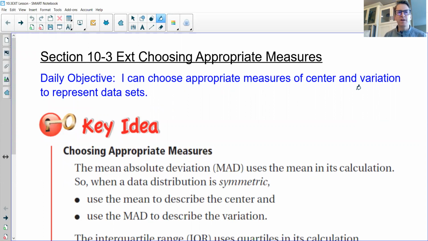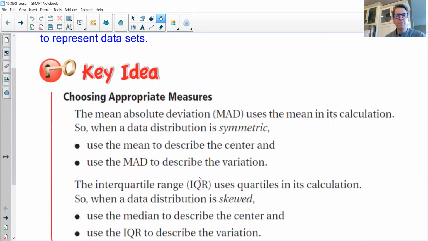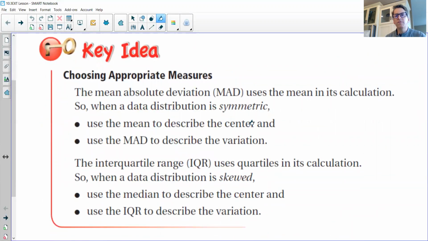Okay, this is an extension of 10.3. We never covered 10.3, but we're supposed to cover this. It's part of our curriculum for this pre-algebra, but it's a short lesson. And today we're going to cover choosing appropriate measures of center and variation to represent data sets. And the key idea is below. Basically, you've got two main sections of this.